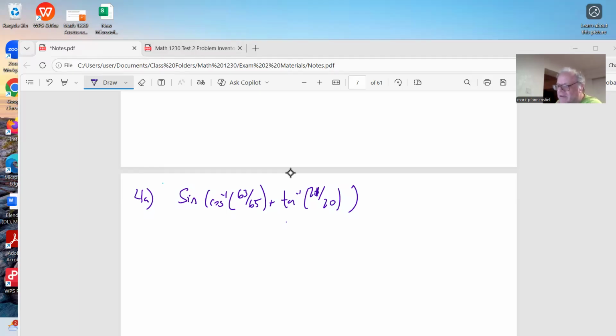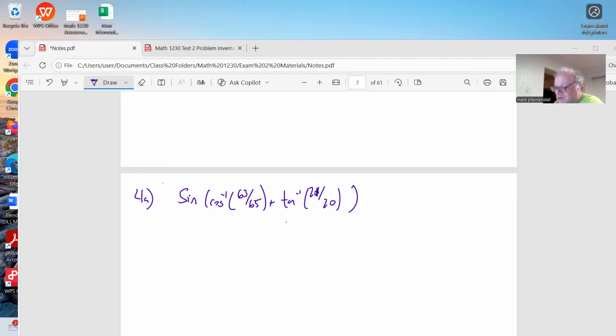We are going to try to figure out the sine of the inverse cosine of 63/65 plus the inverse tangent of 21/20. It says give exact values, which means you cannot just type this into a calculator and give me a decimal expansion. I want you to give me a fraction. That's what exact values means. So I want you to give me a fraction for what this thing is.